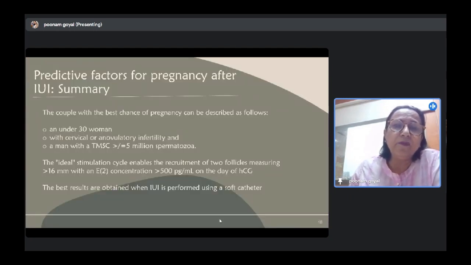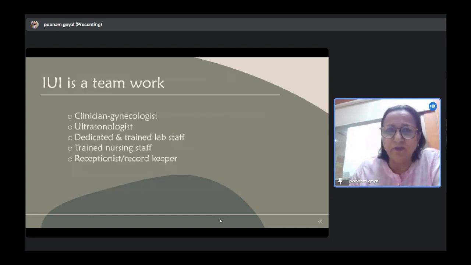Now, predictive factors for pregnancy after IUI. To summarize, the couple with the best chance of pregnancy can be described as follows: under 30 years, cervical or anovulatory infertility, male with a count of more than 5 million. The ideal stimulation cycle enables recruitment of 2 follicles, more than 16 mm. E2 is more than 500 picogram per ml on the day of HCG. The best results are when IUI is performed using a soft catheter, and that too ultrasound guided.